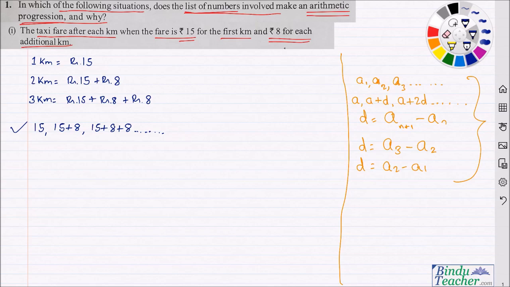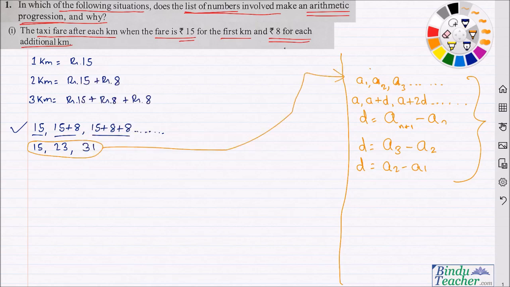So here we have 15, 15 plus 8 and 15 plus 8 plus 8. So this can be written as 15, 23 and 31. So if you see here, these numbers are of the form A1, A2, A3.